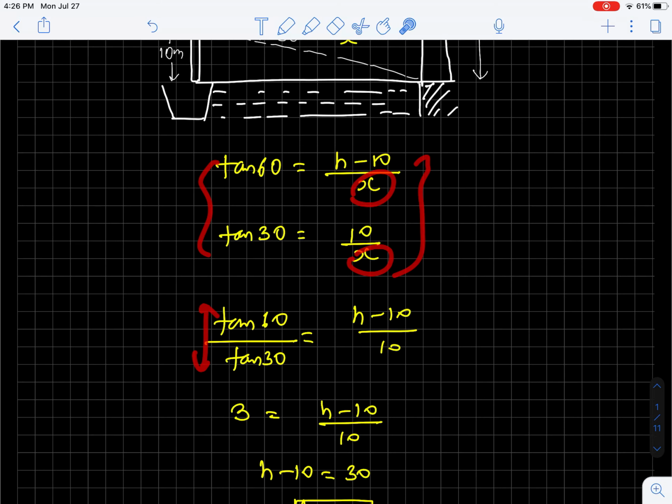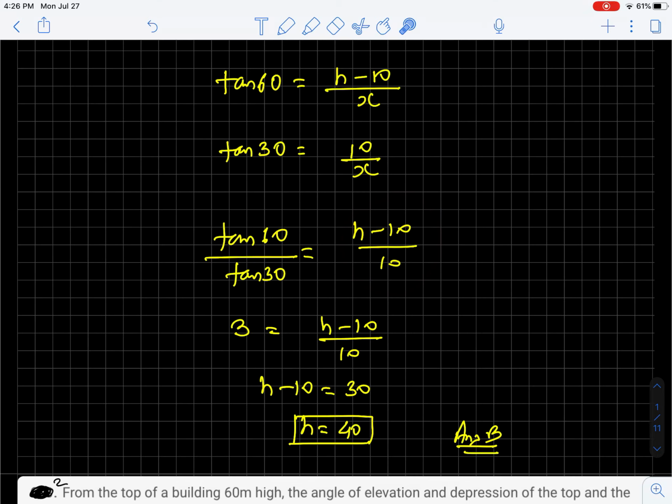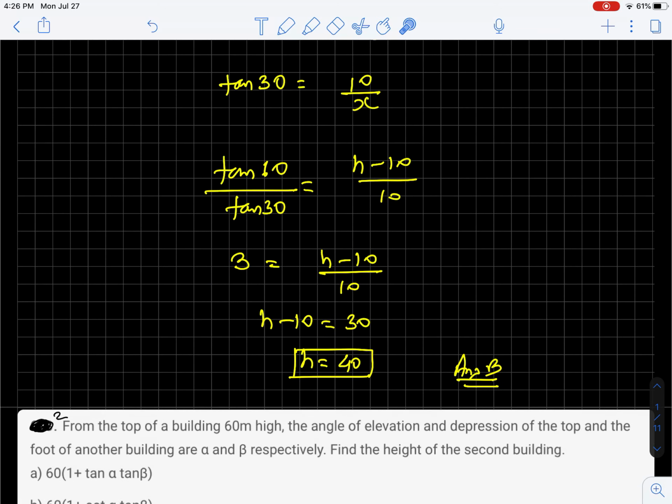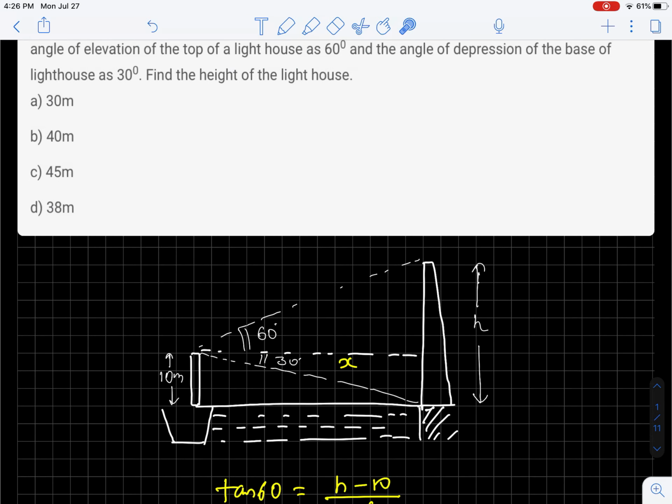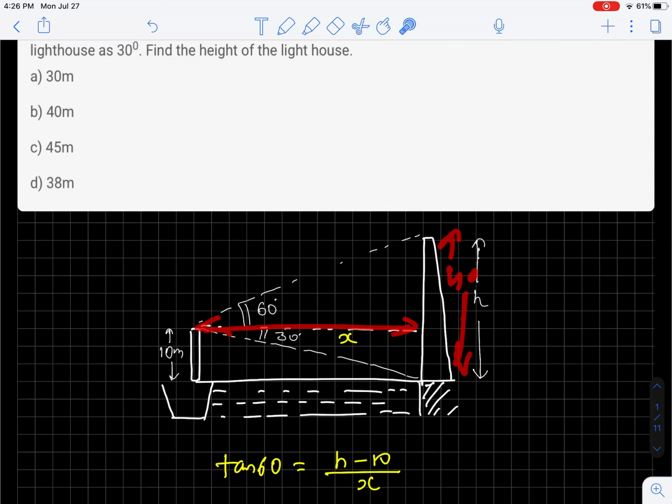Tan 60 divided by tan 30 is equal to (h minus 10) divided by 10. Tan 60 is root 3 and tan 30 is 1 by root 3, so tan 60 by tan 30 is 3. (h minus 10) divided by 10 equals 3, so h minus 10 equals 30 and h equals 40 meters. Okay. In this scenario, the height of the lighthouse is 40 meters, and if they want to know the distance of the ship deck from this point, you can easily solve it. Okay.